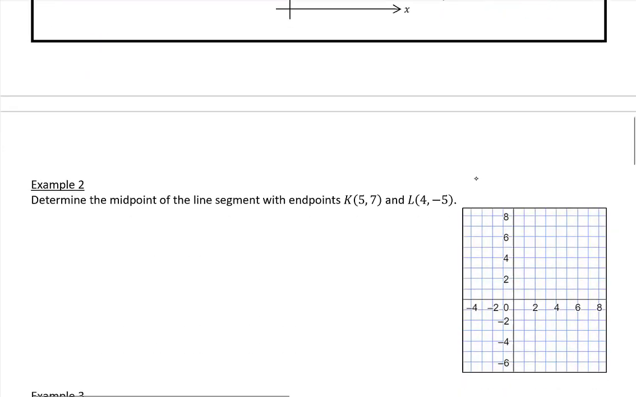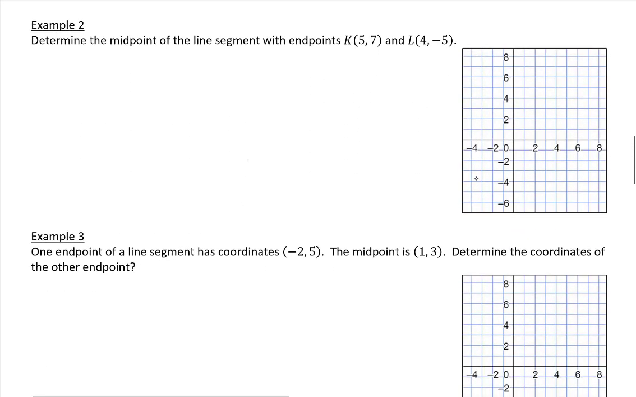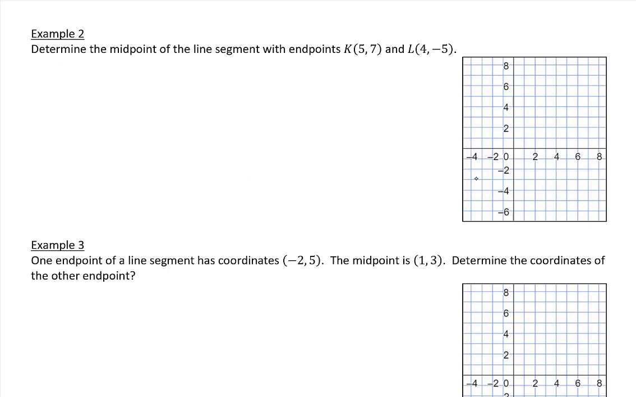Let's go to an example. Let's determine the midpoint of the line segment with endpoints (5, 7) and (4, -5). So there's 5 and 7, and here's 4, negative 5. I want to find the midpoint of this line segment.